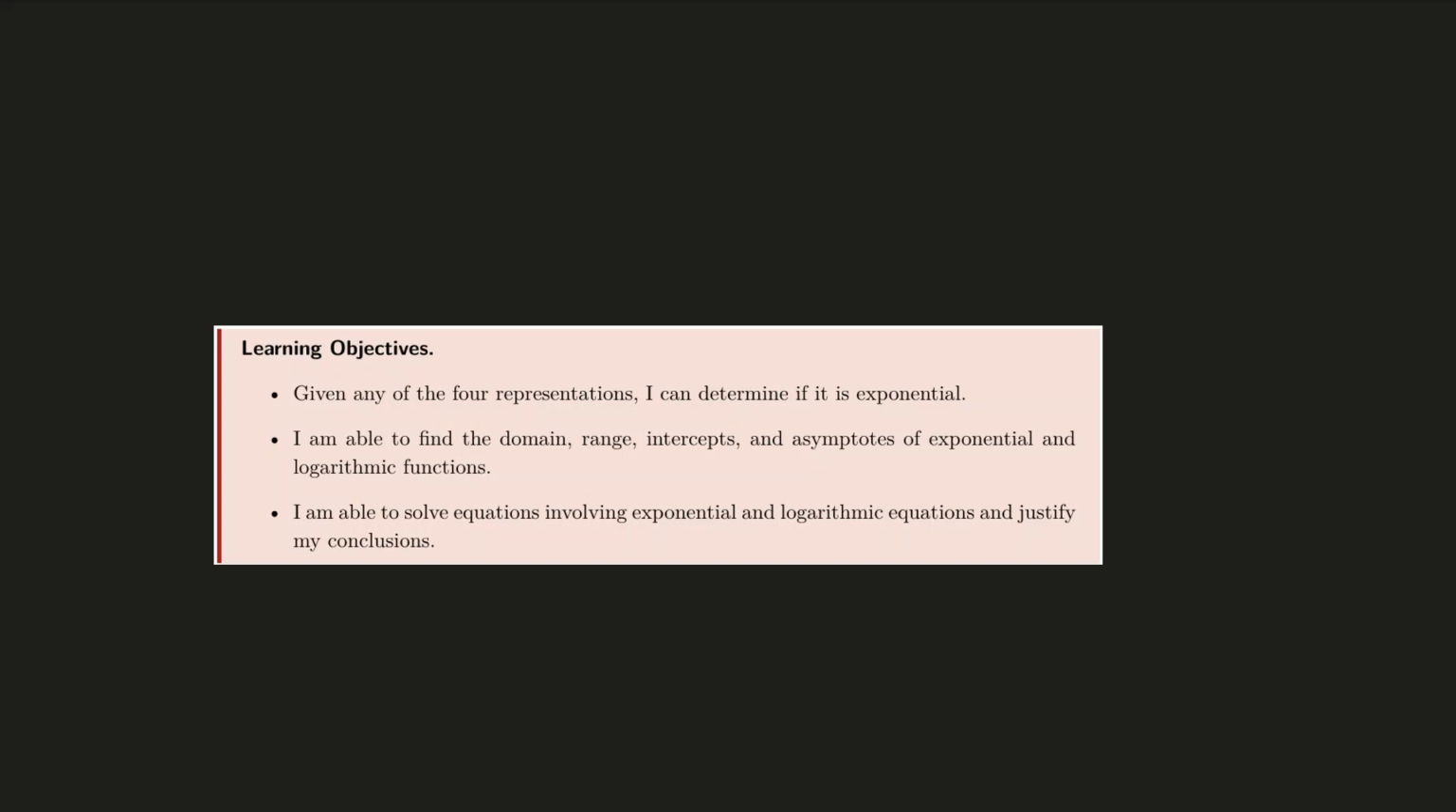The core objective here is taking an equation for an exponential function and then graphing it. So determining if an equation or a graph is exponential, and then finding the domain, range, intercepts, asymptotes of exponential functions. And then this will let us get into solving exponential equations and eventually getting to logarithms.